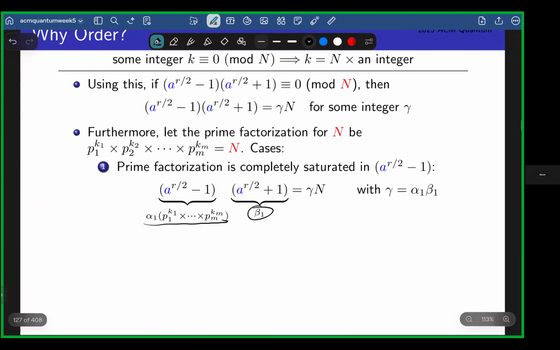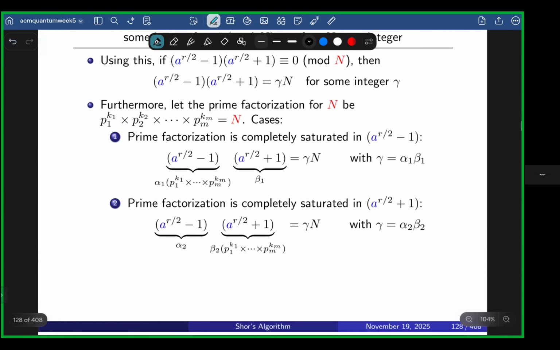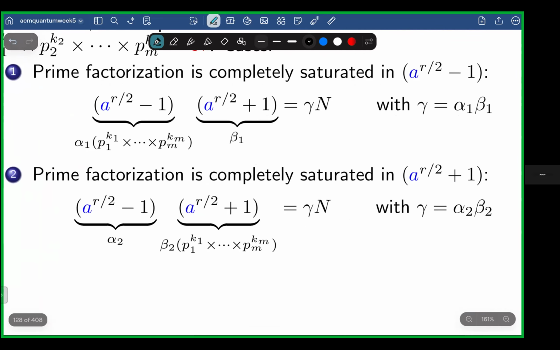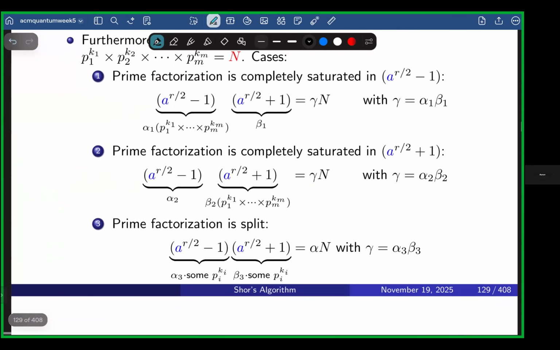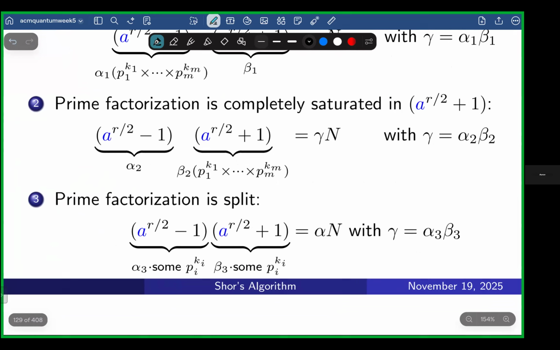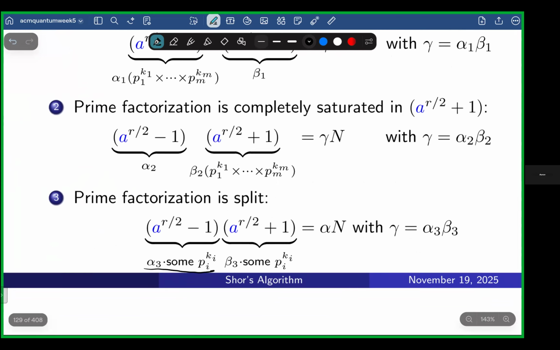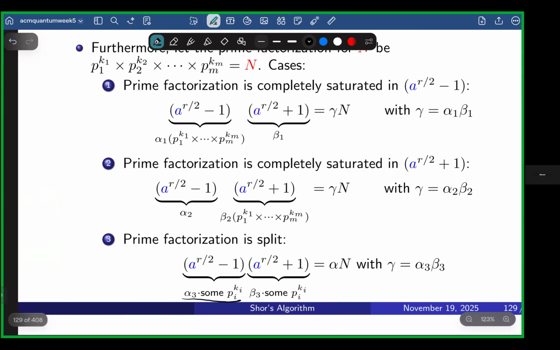Let me put out the three cases so that you can contrast them. The second case is the exact opposite: the prime factorization is in the other one, the a to the r over 2 plus 1. So a to the r over 2 plus 1 has all the prime factors, and the other one's just some constant. And then the third case is that the prime factorization is split. So the first factor has some constant times some of the primes, and the second factor has some other constant times the other primes. Does that make sense? The three cases we're considering?